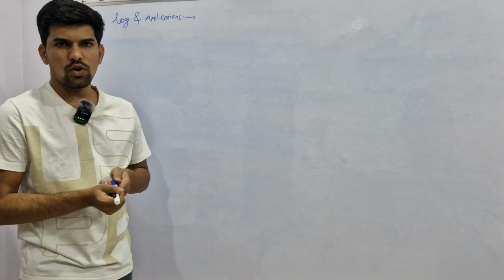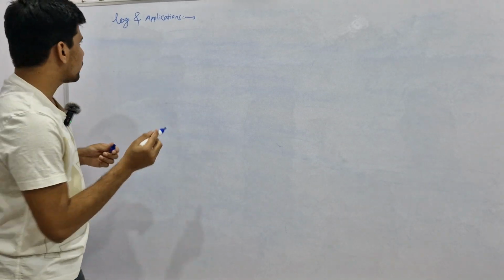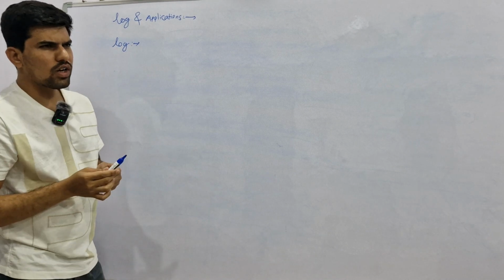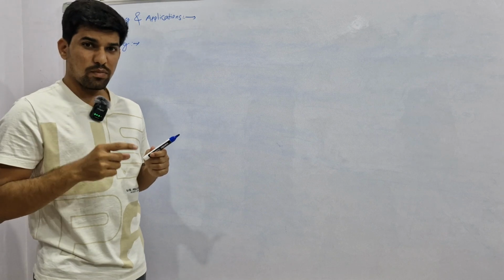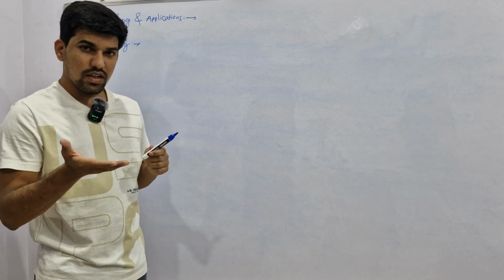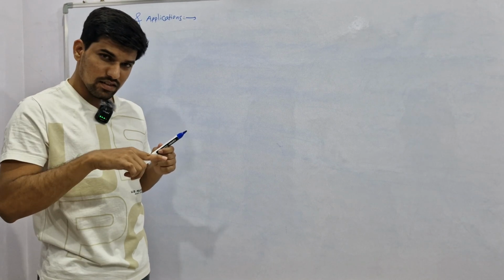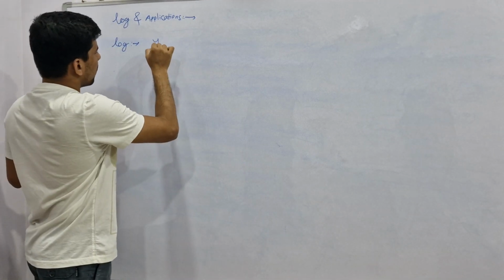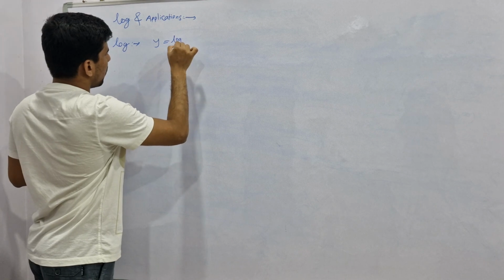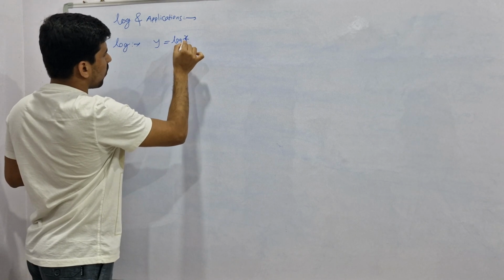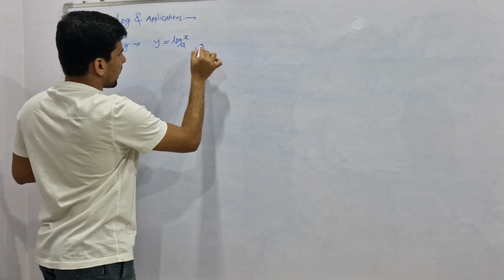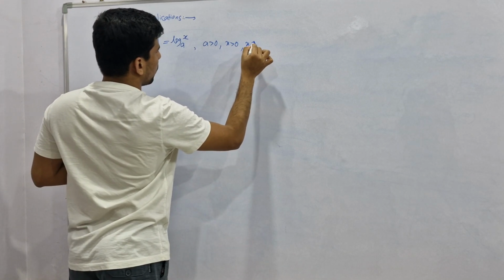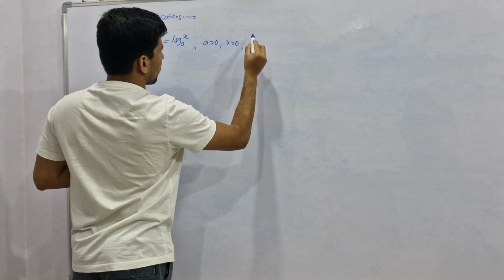Now we are going to see what is a logarithmic function. Logarithm of a number to the given base is the exponent to which the base must be raised in order to produce that number. For example, the logarithmic function is y is equal to log of a number x to the base a, such that a is greater than 0, x is greater than 0, and a is not equal to 1.